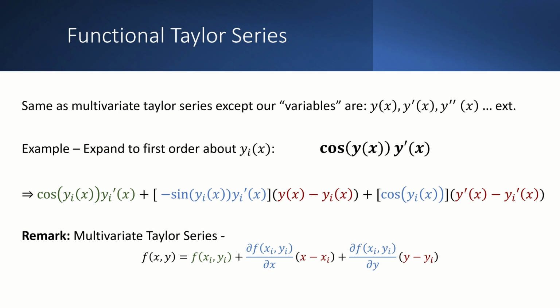So first, we start by evaluating at yi, that's in green, and then we partially differentiate with respect to y, evaluate this at yi, and then we multiply by y minus yi, a bit like you would with, say, a variable x in a multivariate Taylor series, and I've color coded this to match below. Then we do the same but for y prime, so we partially differentiate with respect to y prime, evaluate at yi, and times by y prime minus yi prime.